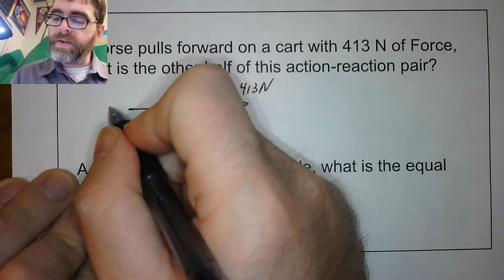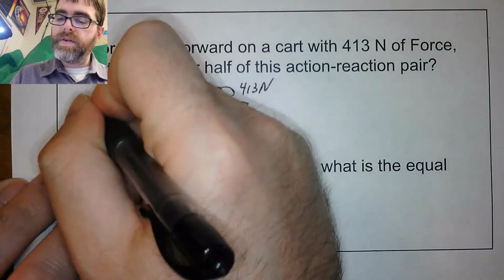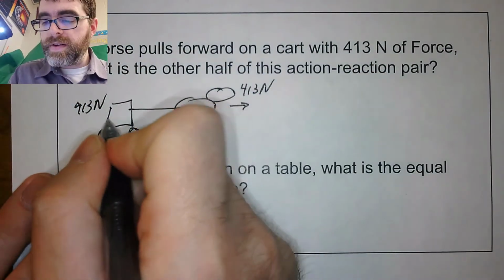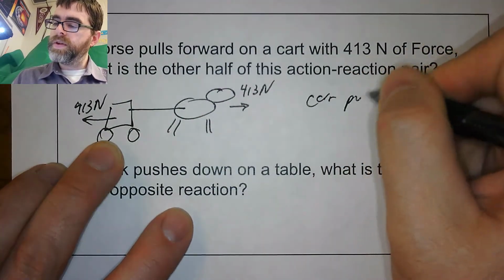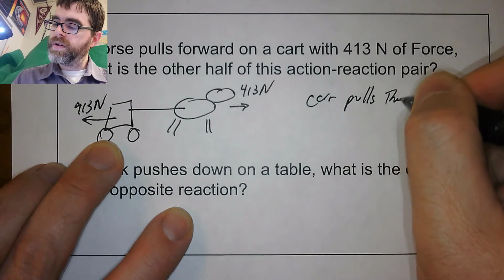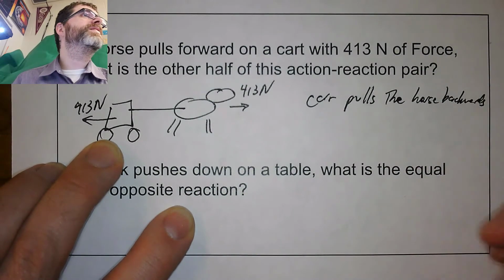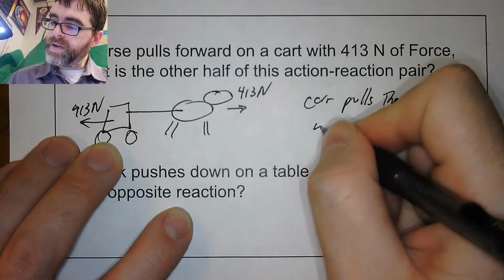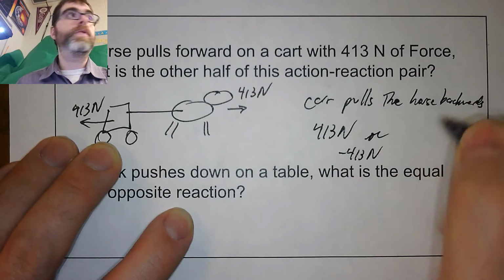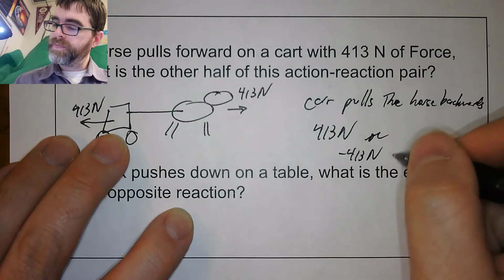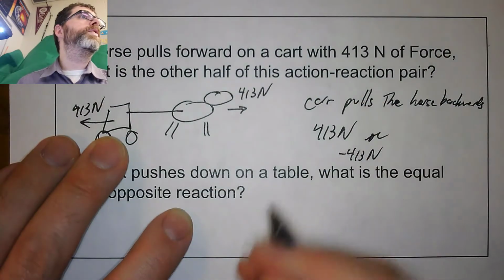Well, for every action, there's an equal and opposite reaction, equal in size, opposite in direction. So the equal and opposite reaction here is that the cart pulls the horse backwards 413 newtons. Or we could say negative 413 newtons, because forces are vectors acting on the horse from the cart.